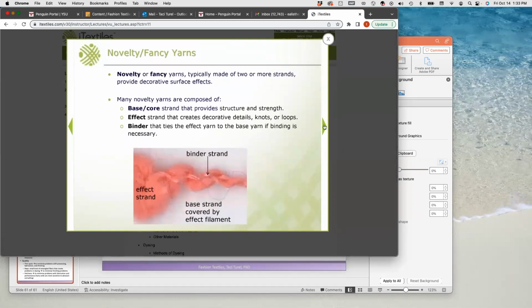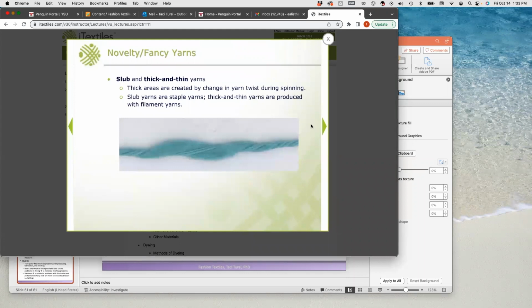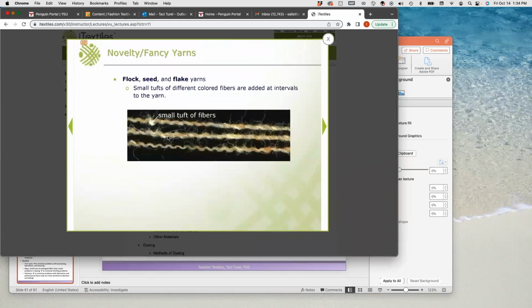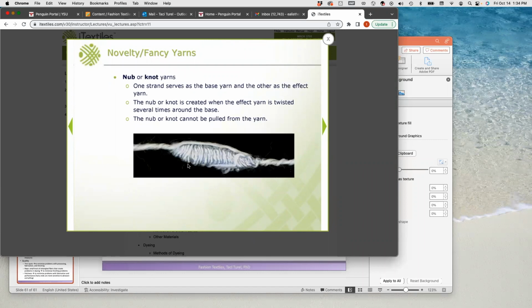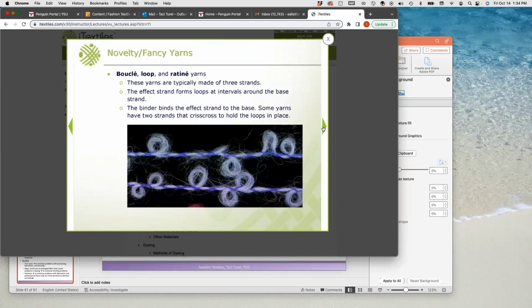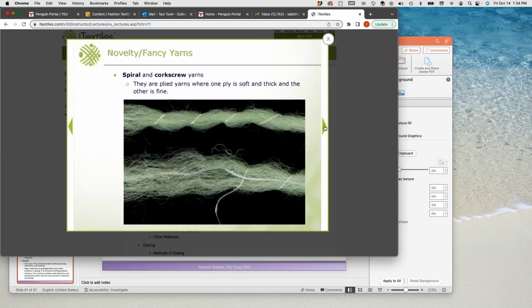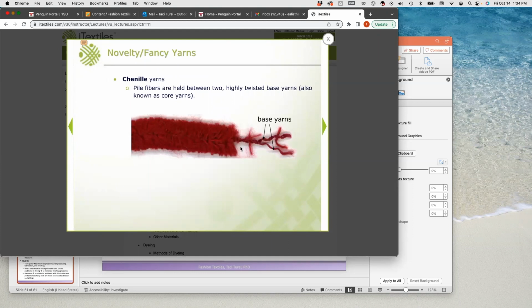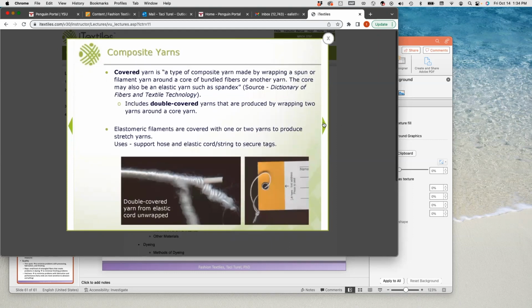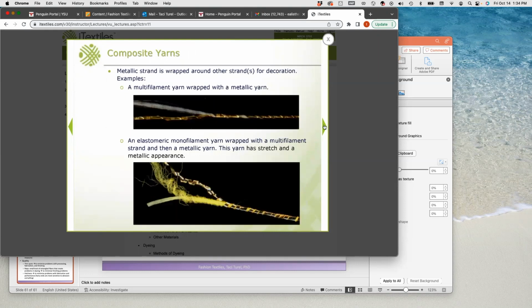And when it comes to novelty yarns, we talked about those slub yarns. Flop yarns or flake yarns, these are the yarns that have small amounts of colorful little fibers along the length, or it can be the same color. Knob or knot yarns, they have a knot at certain spots. Boucle or loop yarns or ratine yarns. Spiral or corkscrew yarns. Chenille yarns. And then we talked about composite yarns that can be covered or core spun.